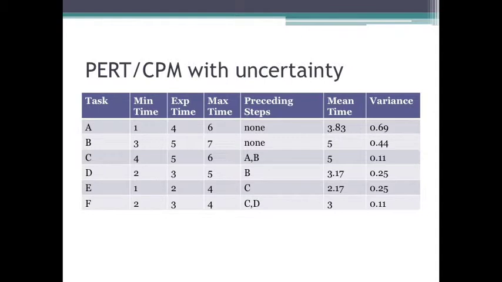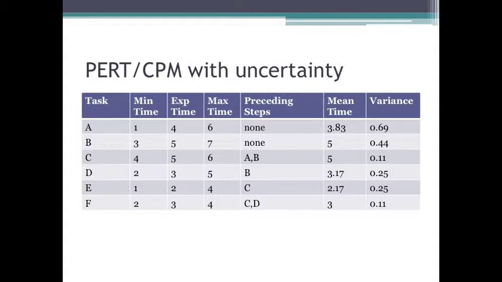So, for task A, we have a minimum of 1, expected of 4, maximum of 6. To calculate the mean task time, that's just going to be 1 plus 4 times 4, which is 16, plus 6, divided by 6. So that's 1 plus 16 plus 6, which is 23, divided by 6. That is 3 and 5/6, or 3.83.